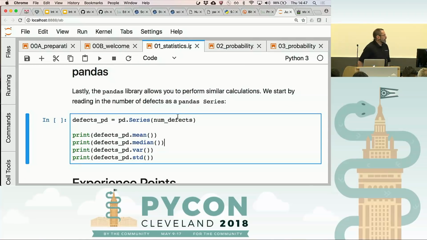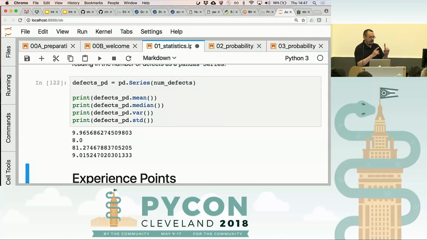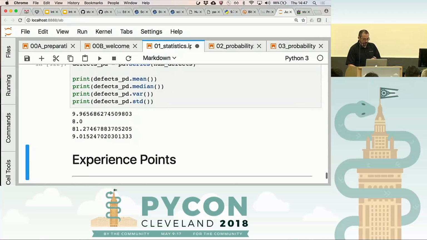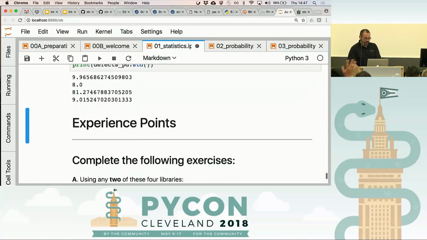This is the pandas library, and it has mean, median, var, standard deviation. Notice they went back to this kind of spelling of var and std. Let's run these guys. It uses that same version of variance and standard deviation that the statistics library did. Okay. All right, so just a nuance. Be aware that it happens.